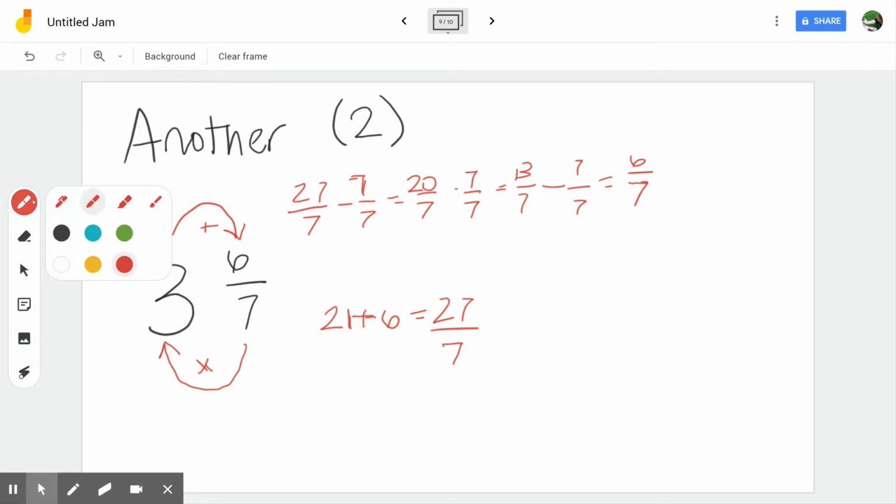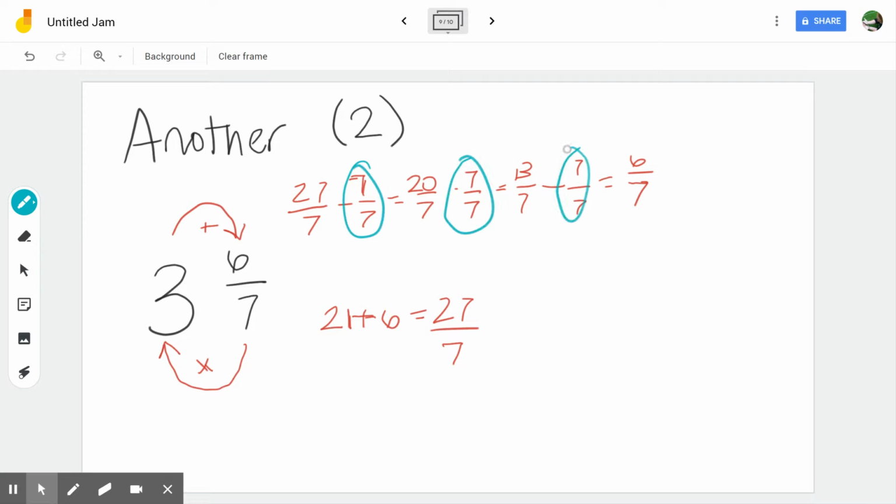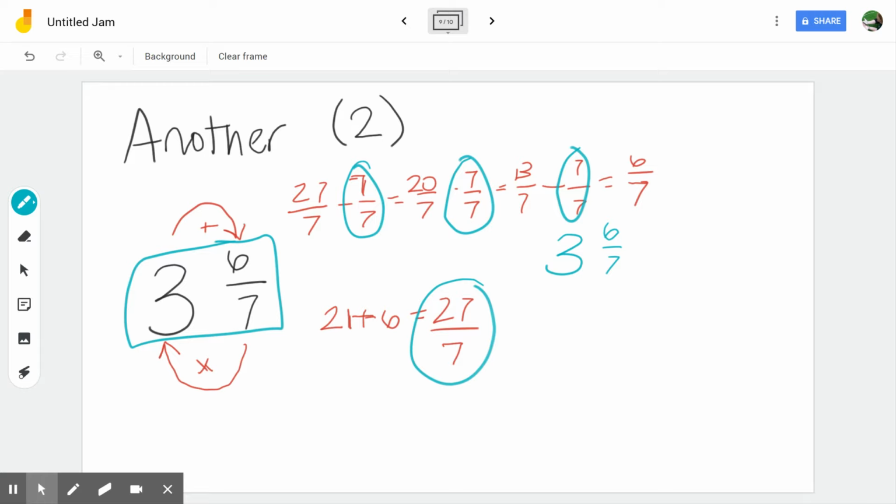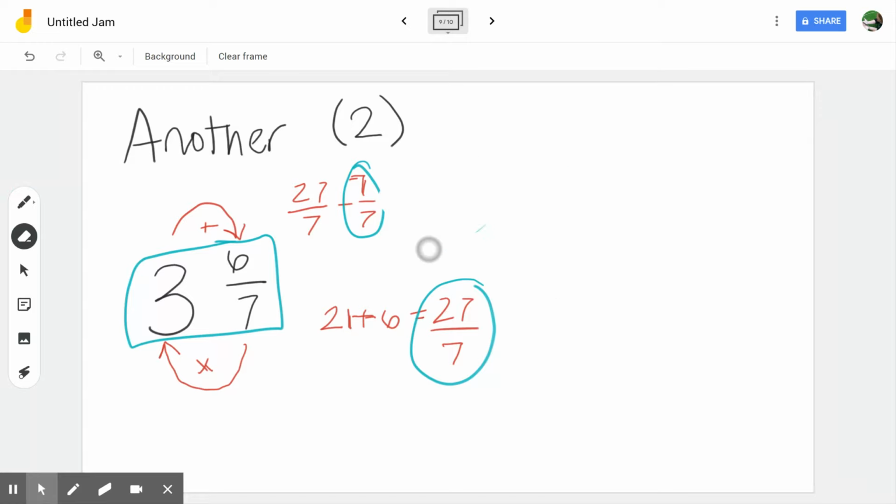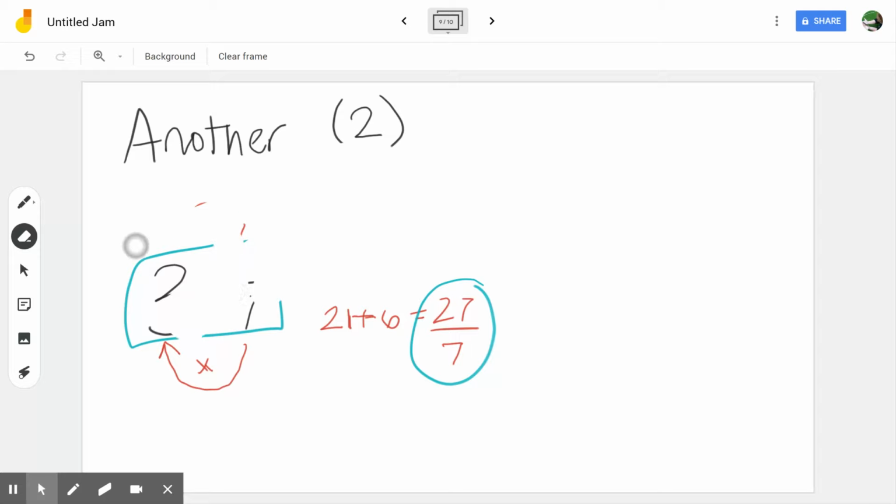It has a smaller number as a numerator, and I'm going to count the number of wholes that I had. 1, 2, 3. 3 wholes, and the leftover was 6/7. You can see that's the exact same number that we started with. So 27/7 is the improper fraction form of the mixed number 3 and 6/7. All right, let me erase this and we'll do one more, and then we'll jump into some practice.